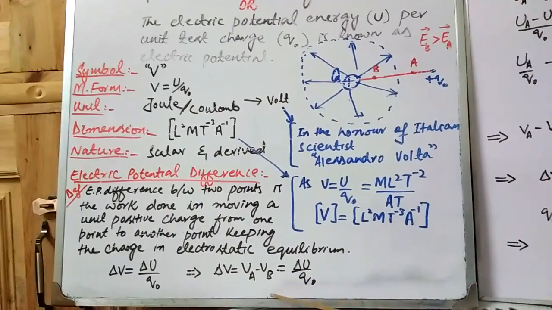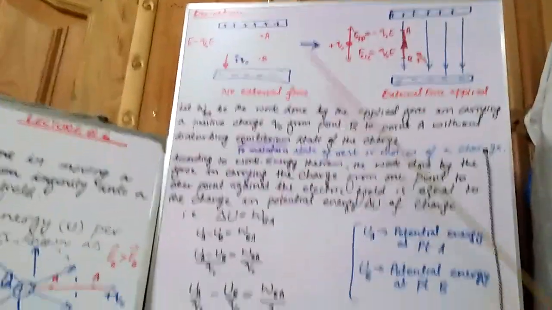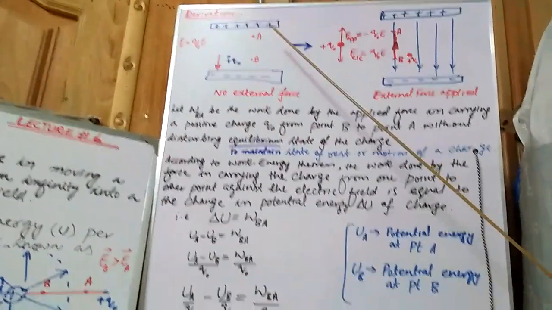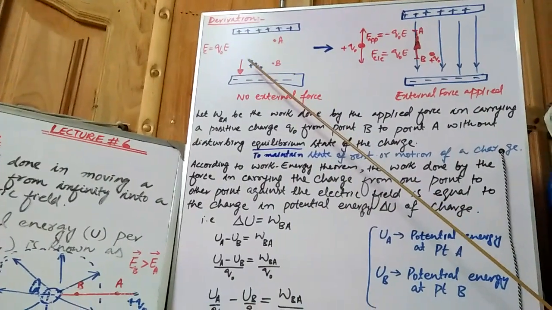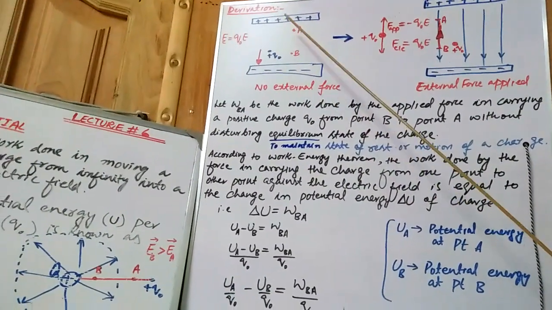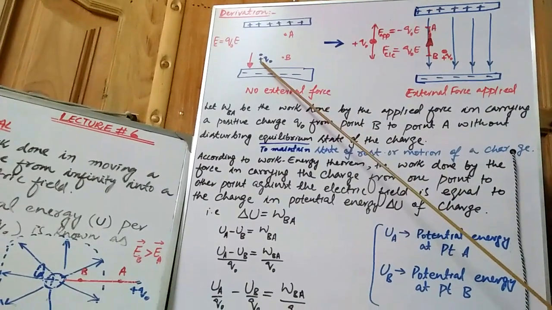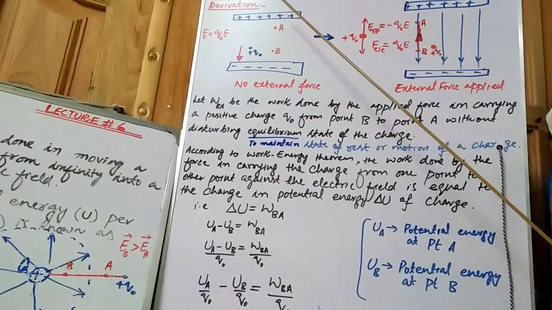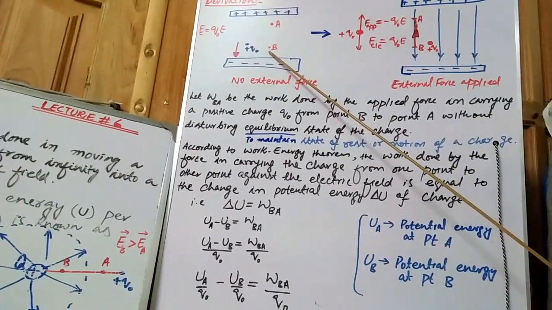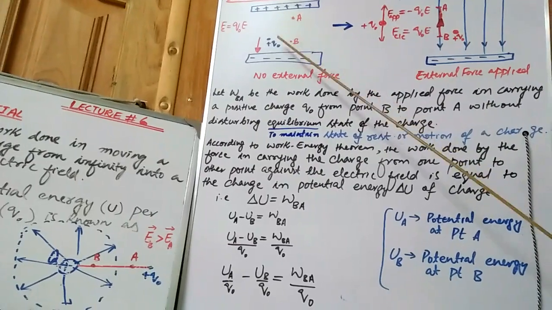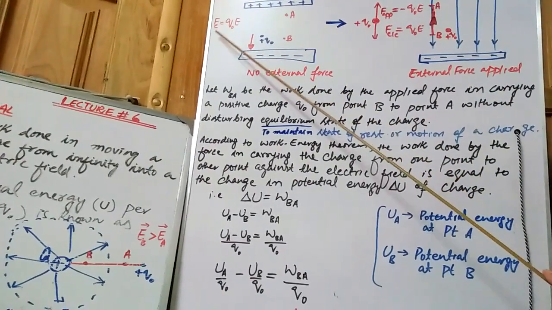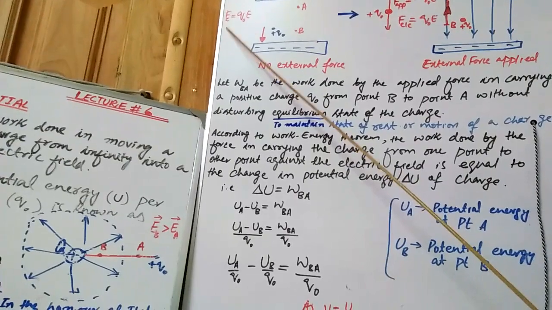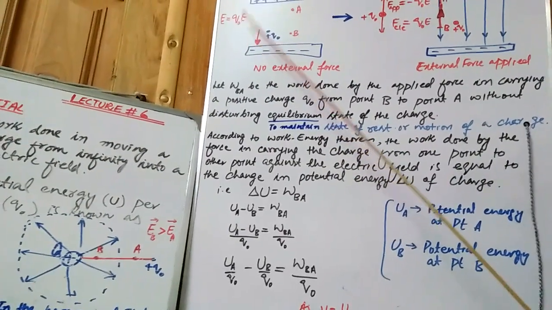For the derivation of this formula, I am considering here the electric field between two oppositely charged parallel plates. Here I am placing a positive test charge between these parallel plates. This test charge itself moves from point A to point B due to electrostatic repulsive force, and this electric force is Fe equals Q naught E.